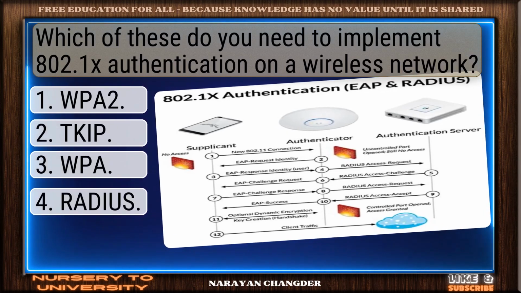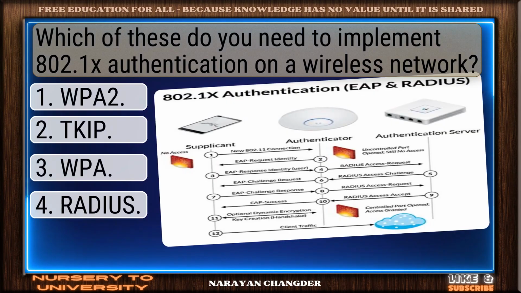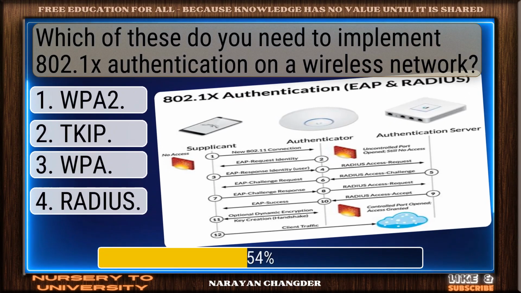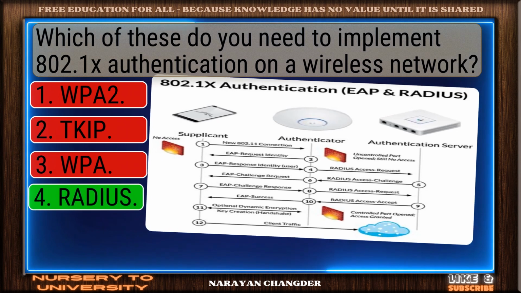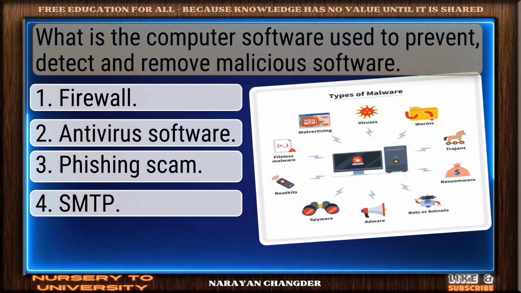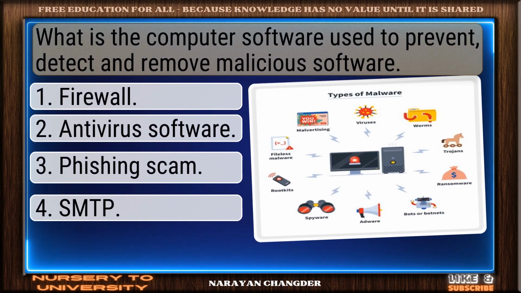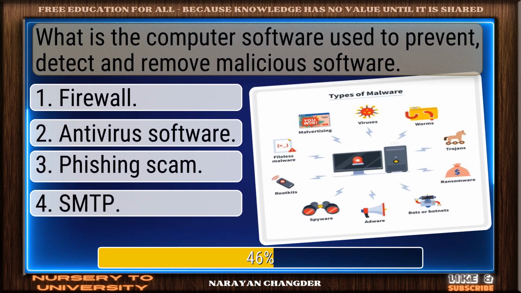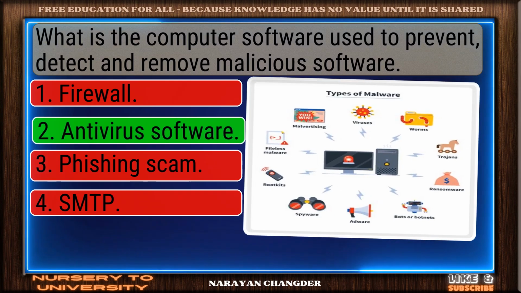Which of these do you need to implement 802.1x authentication on a wireless network? Solid response. RADIUS is valid. What is the computer software used to prevent, detect, and remove malicious software? Right again. Antivirus software is valid.